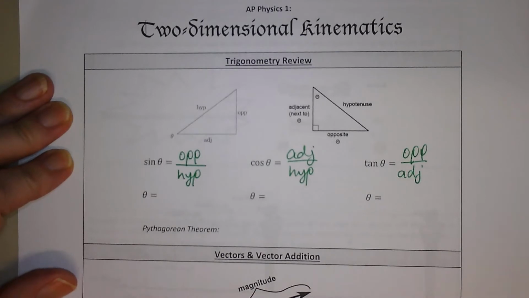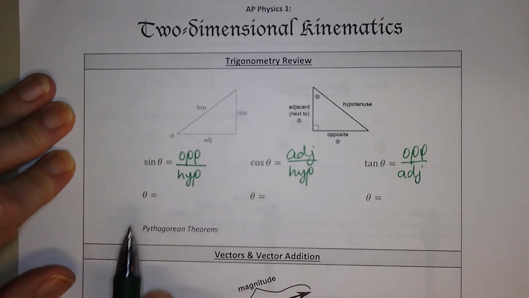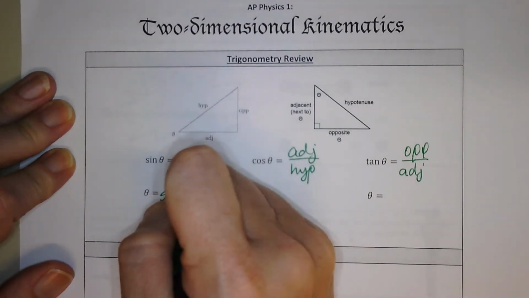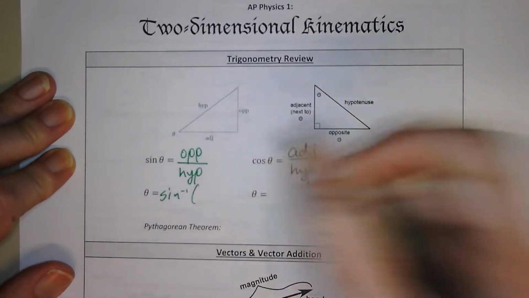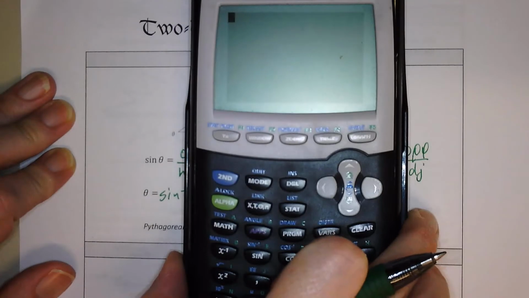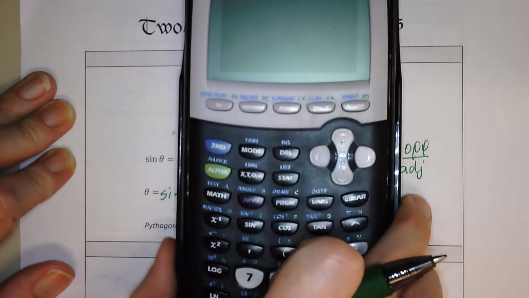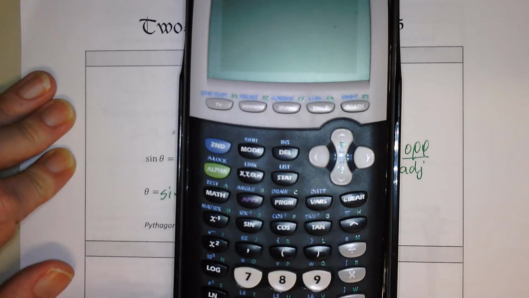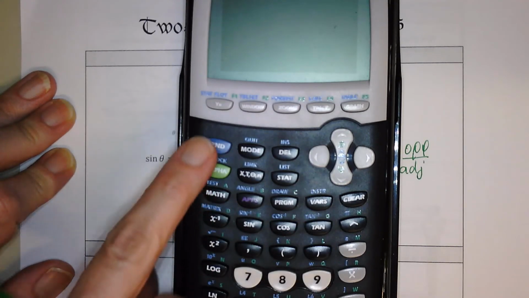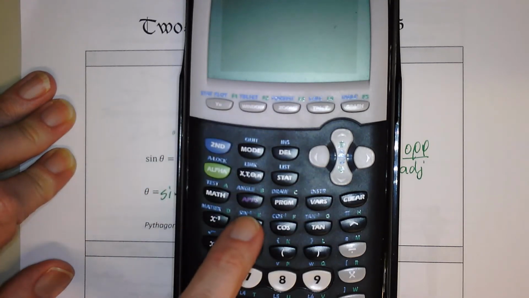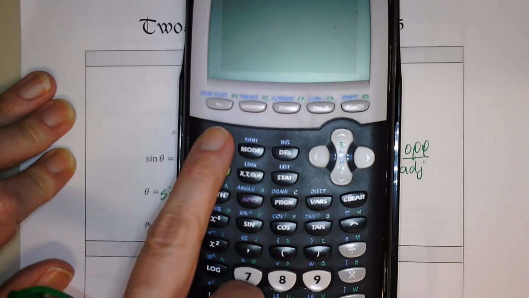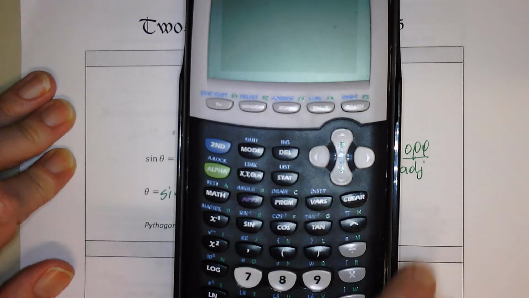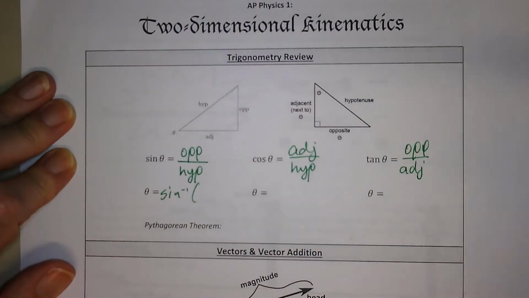Okay? So if I want theta from sine, I just have to do the inverse sine, which is just a button on your calculator. Here's sine, cosine, and tangent. If you want the inverse of either of those, you press second and then sine, and you get inverse sine. Second, cosine, you get inverse cosine. Second, tangent, you get inverse tangent. Nothing complicated there.